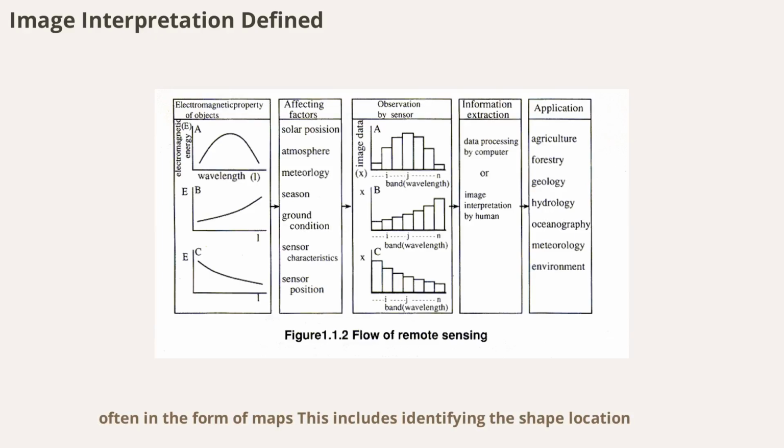Image interpretation is the process of extracting qualitative and quantitative information from images, often in the form of maps. This includes identifying the shape, location, structure, function, and relationships of objects. In satellite remote sensing, interpretation can be done using single images or stereoscopic pairs for 3D analysis. The goal is to translate raw image data into meaningful information that can be used for decision-making in various fields.